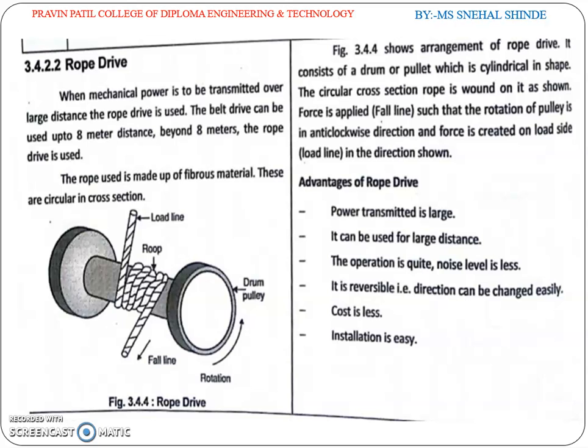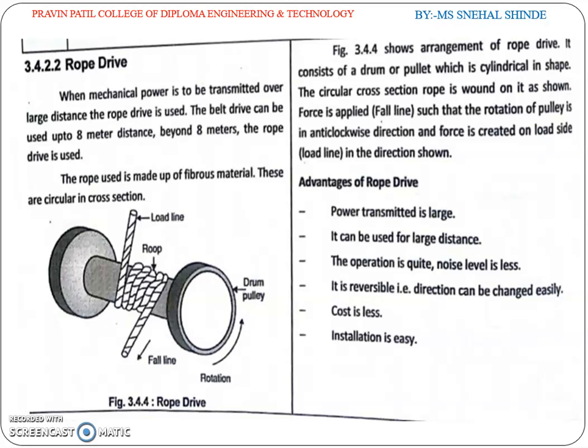The arrangement of the rope drive is shown in the figure. It consists of a drum or pulley which is cylindrical in shape. The circular cross-section rope is wound on it as shown. So force is applied on the fall line such that the rotation of the pulley is in the anti-clockwise direction, and force is created on the load side, the load line, in the direction shown.